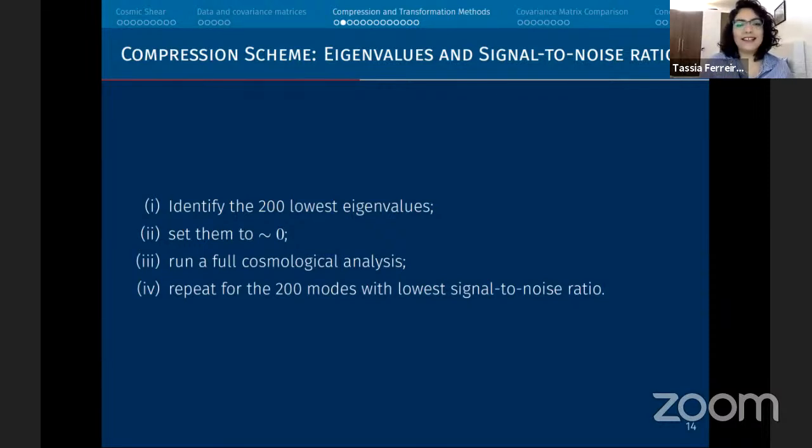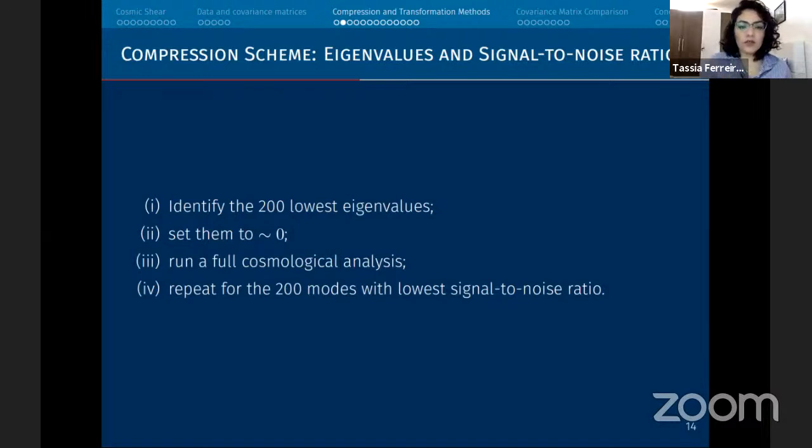Sorry about that again, the sneezing. So we set them to 8 orders of magnitude lower, just so we could keep the covariance matrix positive definite. And then we obtained a different covariance matrix, right, with these new eigenvalues.